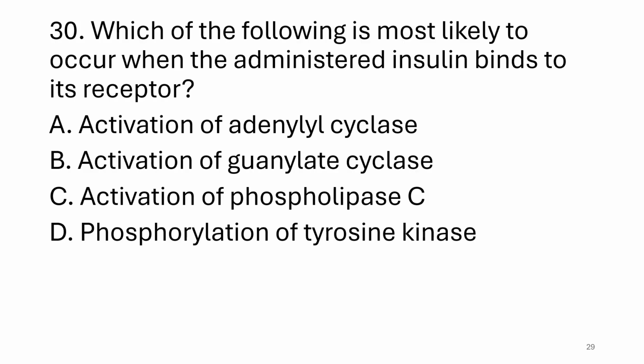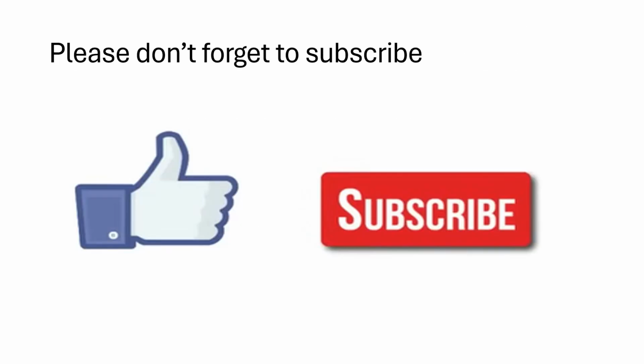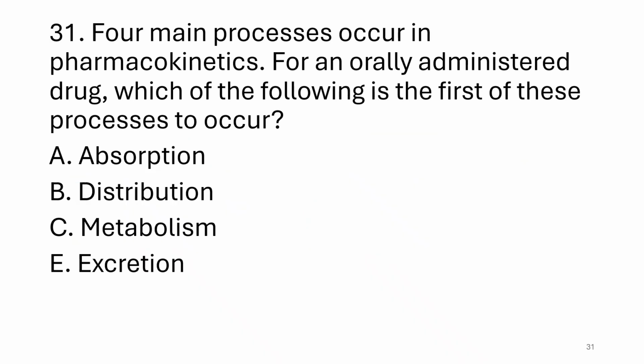Which of the following is most likely to occur when administered insulin binds to its receptor? The correct answer is that it is a tyrosine kinase. Four main processes of pharmacokinetics for an orally administered drug. Which of the following occurs first? The correct answer is absorption, right? First is absorption, then distribution, then metabolism, then excretion.